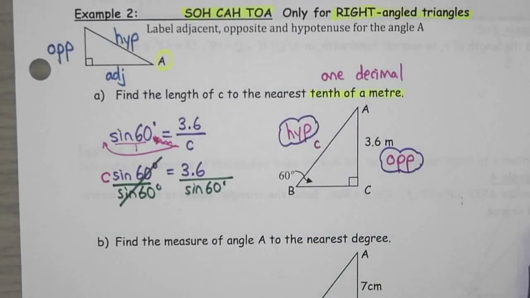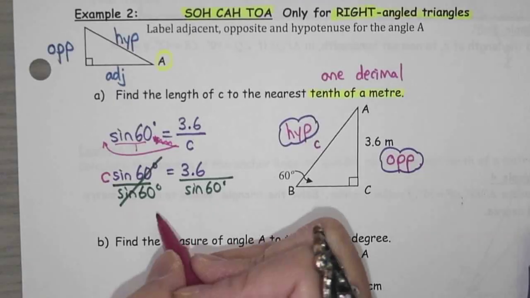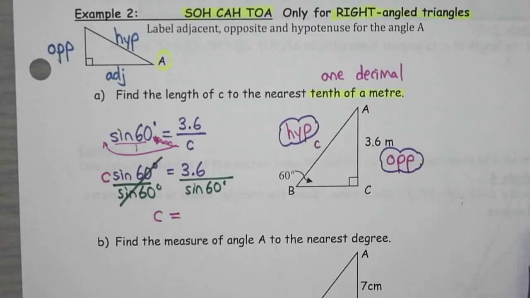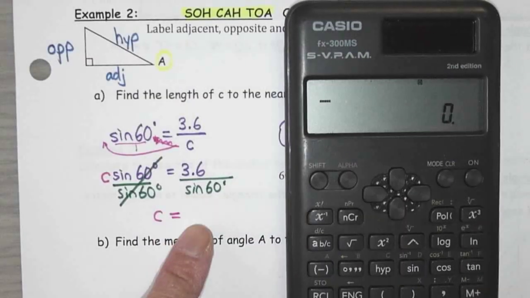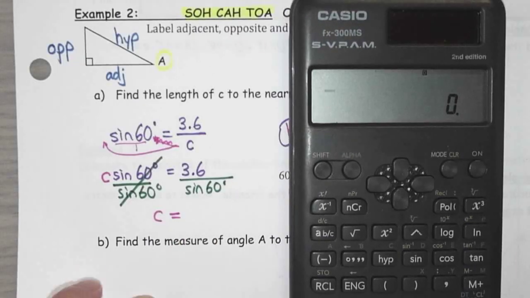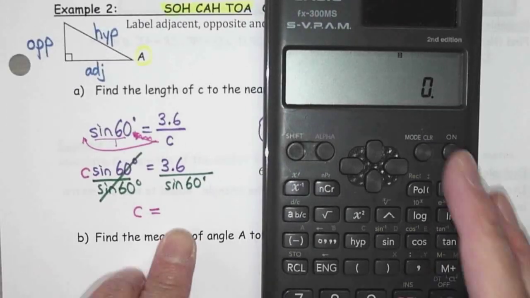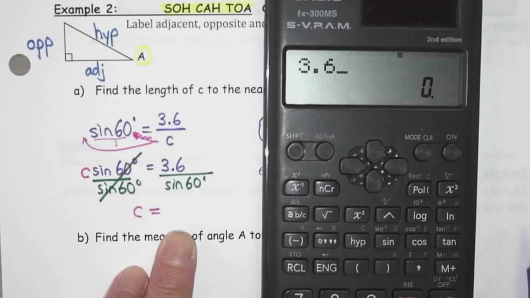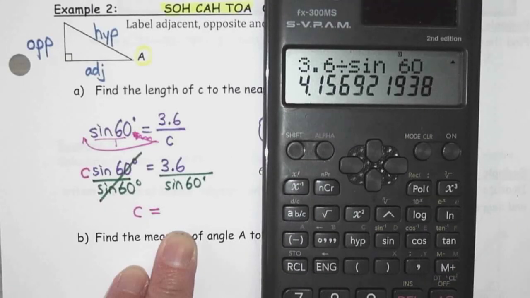Does that make sense? And then now we get C equals, and then on your calculator, in one go. I don't know if sometimes teachers ask you to show an extra step. I want you to punch this right in. You're going to go 3.6 divided by sine of 60.